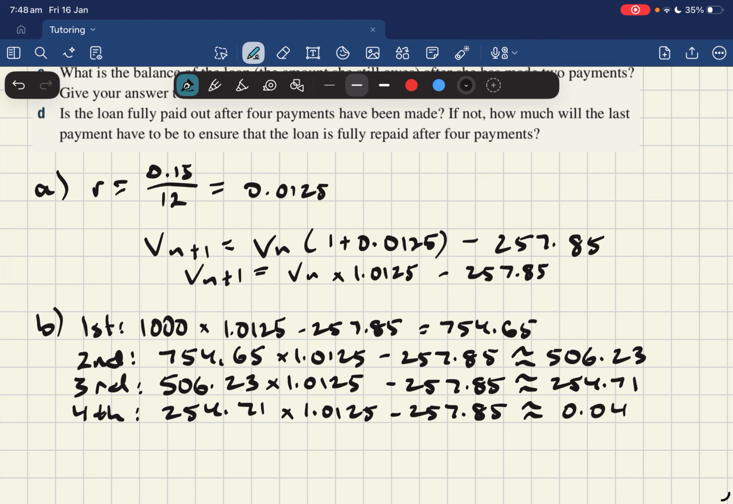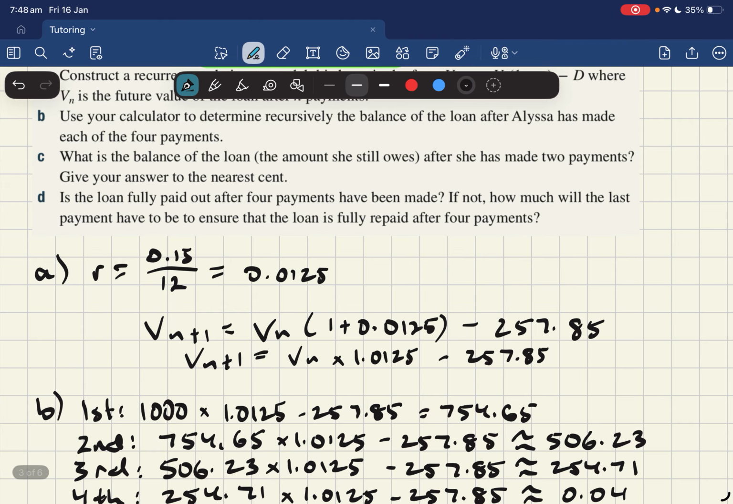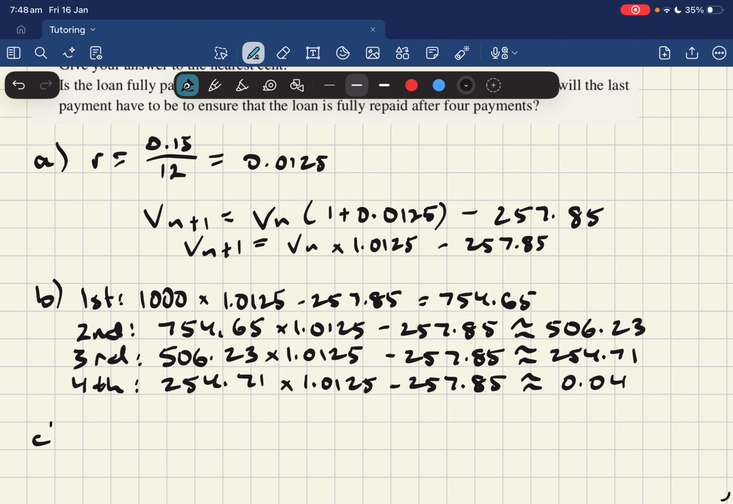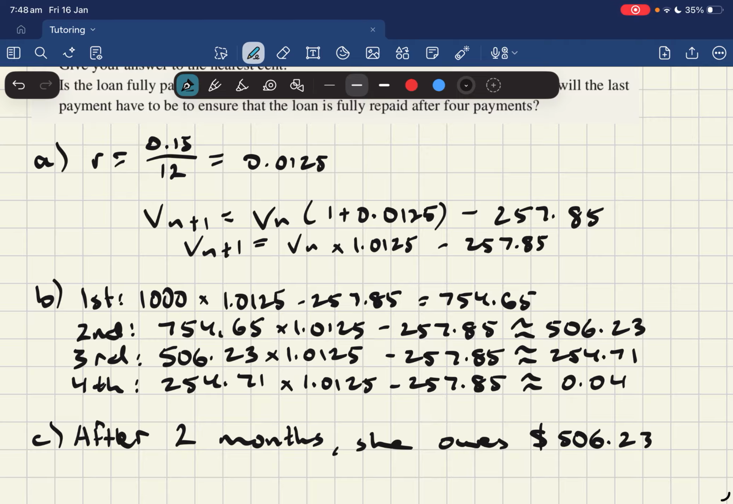Now, in part C, it's saying what is the balance of the loan, the amount she still owes after she has made 2 payments. So here we're just looking at the information that we've got here. At the end of the 2 payments, when she's made 2 payments, she has this much left to pay off. So we're just looking at our recurrence relation. So part C, after 2 months, she owes $506.23.